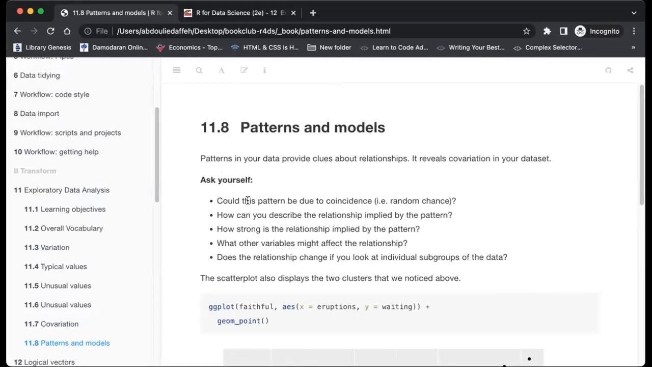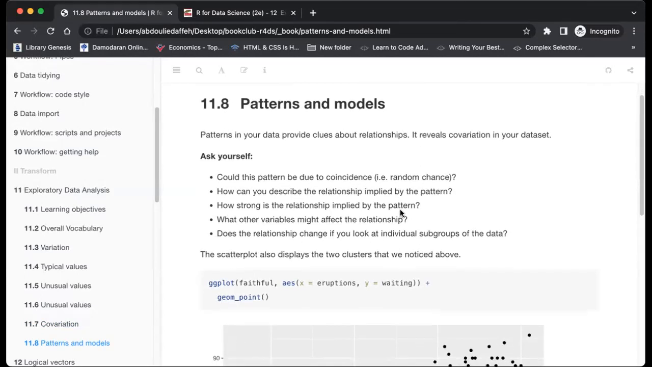Ask yourself, could this pattern be due to coincidence, like randomness? If the pattern occurs because of randomness, I don't think that's a big deal. I read somewhere that if there were no randomness, then you wouldn't need data scientists because everything would be clear. But because of randomness, you need probability to make estimates, and then you need data scientists to do stuff like this. I think I read that somewhere.